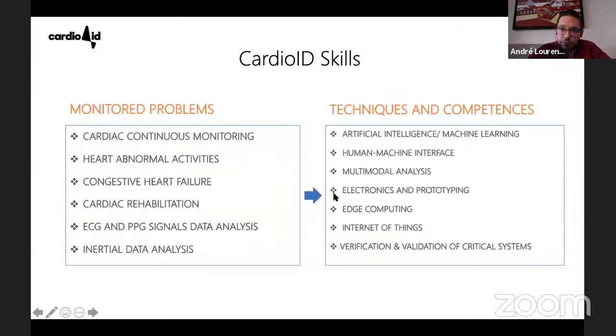The skills that we have acquired for this and that are part of our portfolio now are cardiac continuous monitoring, heart abnormal activity monitoring, congestive heart failure. So a lot of stuff, of course, related with the cardiac topic, cardiac rehabilitation, then ECG and PPG signal data analysis and acquisition, and the combination with other complementary data sources such as inertial data. And for this, in our team and with the people that are working with us, we have several, so it's like a full stack of skills.